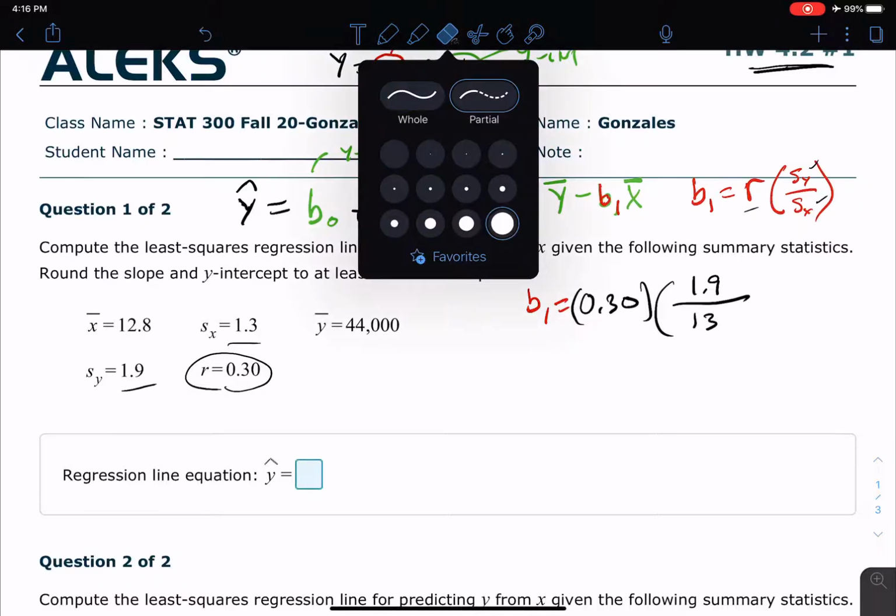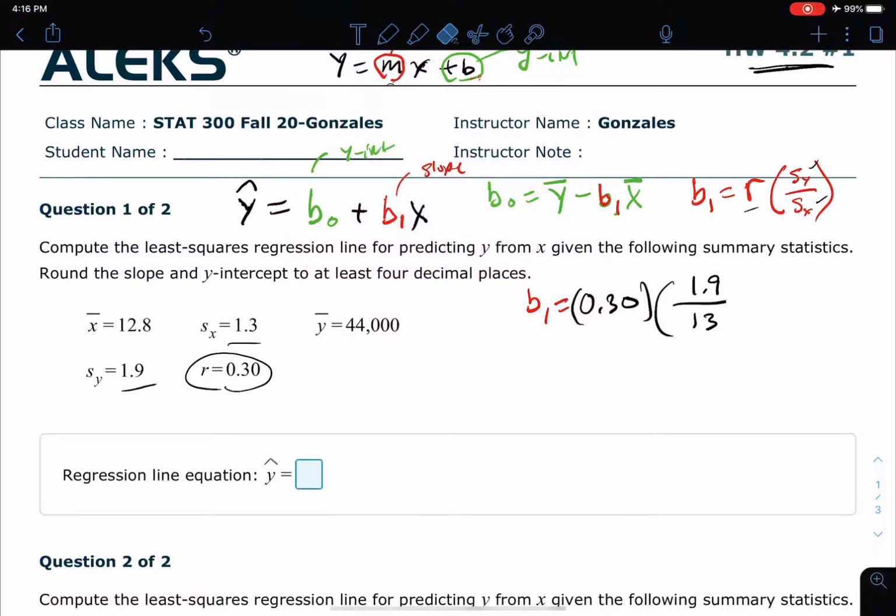Let's go ahead and get rid of some of this, just because I think I'm going to run out of space. And then when I divide 1.9 divided by 1.3, and then multiply it by 0.3, I get approximately, and it's asking us to round to 4 decimal places.